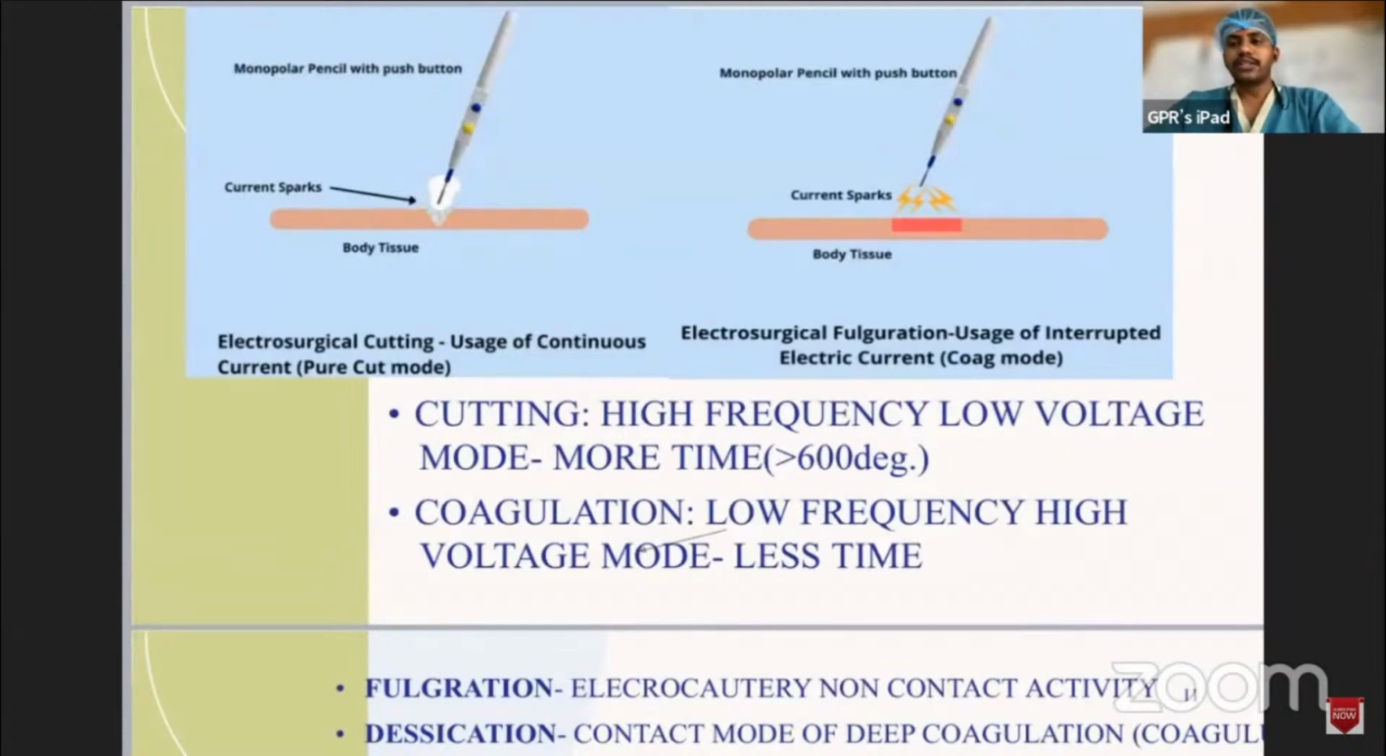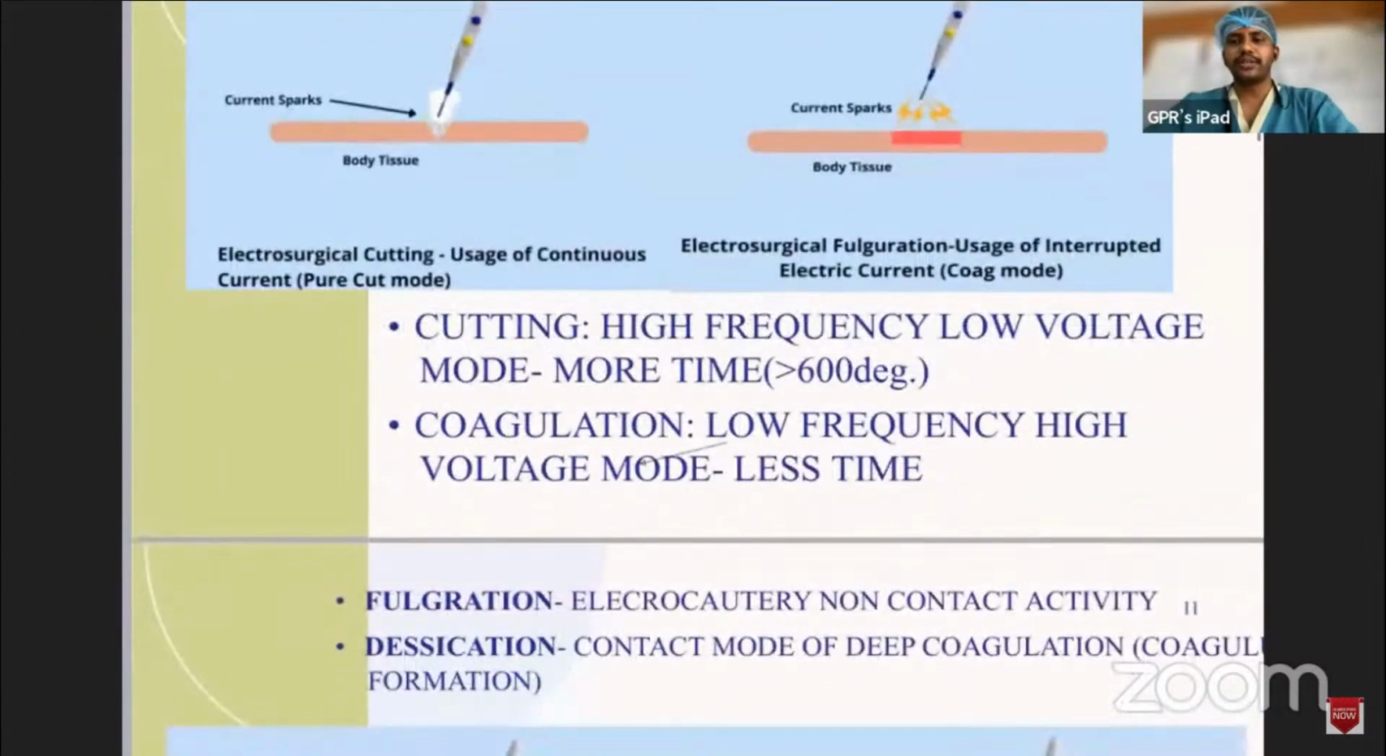Whenever coagulation is concerned, it uses a low frequency and high voltage current, which needs less time to act, which causes coagulation to happen. This is similar to what we do in day-to-day practice when we boil an egg, which contains protein. When we boil it, it solidifies, which is also known as coagulation.